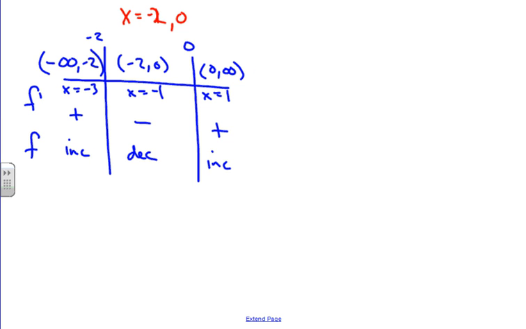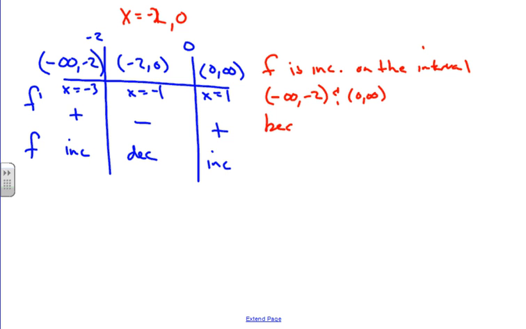F is increasing on the interval, and we'll state our interval. Where is it increasing? It appears from -infinity to -2 and from 0 to infinity. Okay? And now because, why is that? We know that f prime is positive. Okay. So now that we have that, now we're going to find out where f is decreasing.